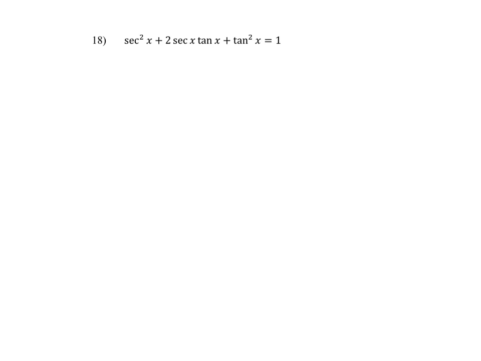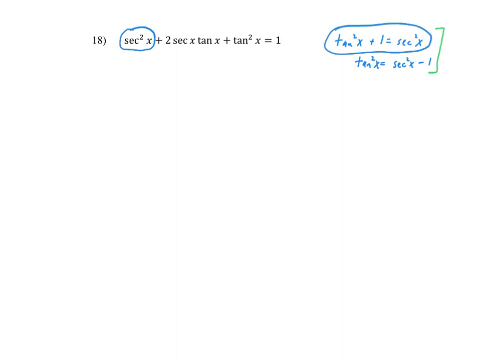Number 18, secant squared of x plus 2 secant x times tangent of x plus tangent squared of x equals 1. For this problem, we're going to have to use these Pythagorean identities. You might have to experiment for a little while for something like this. In number 18, I'm going to try and change secant squared of x to tangent squared of x plus 1. And then we're just going to see what happens. So secant squared of x is equal to tangent squared of x plus 1.